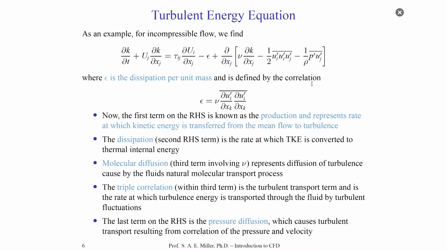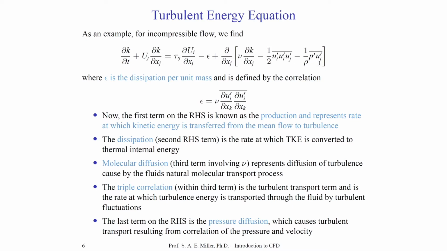Finally, there's a pressure diffusion term. Why is it called pressure diffusion? Because it causes the turbulent transport resulting from correlations of the pressure and velocity. That is, the pressure is also being very much diffused, just like the molecular diffusion term. Except, of course, it has different prefactors. One, of course, is the viscosity, and one, of course, is the inverse of density. But it's a very similar operation.